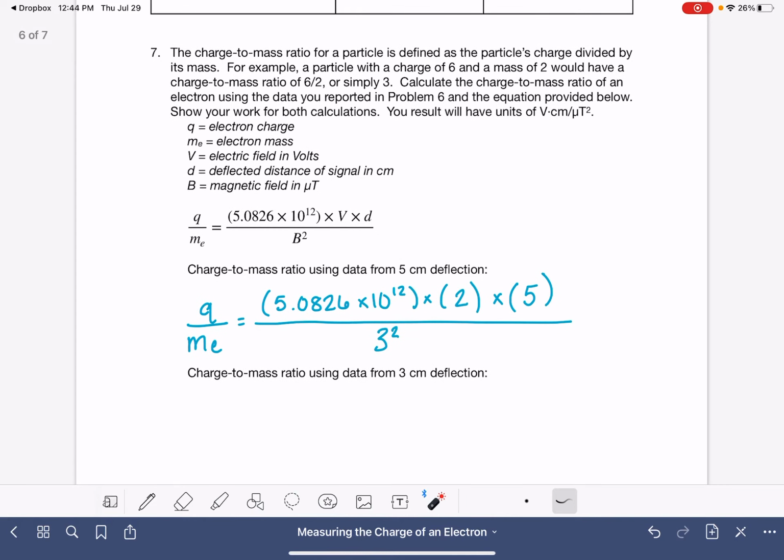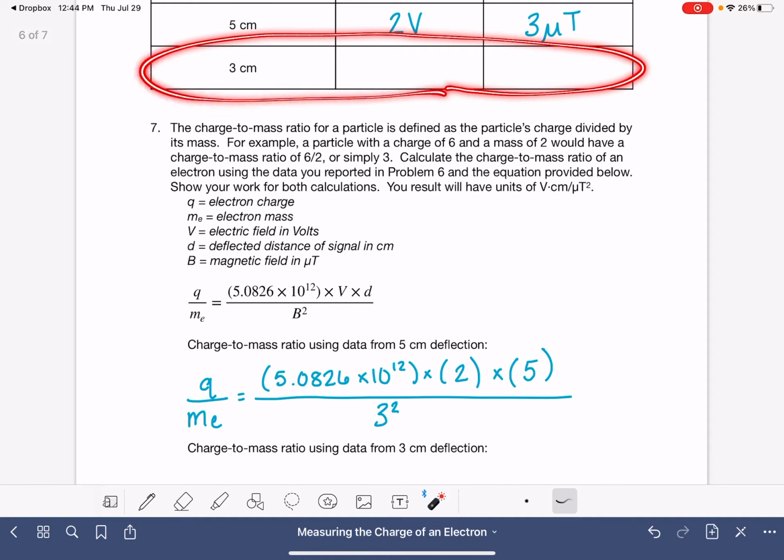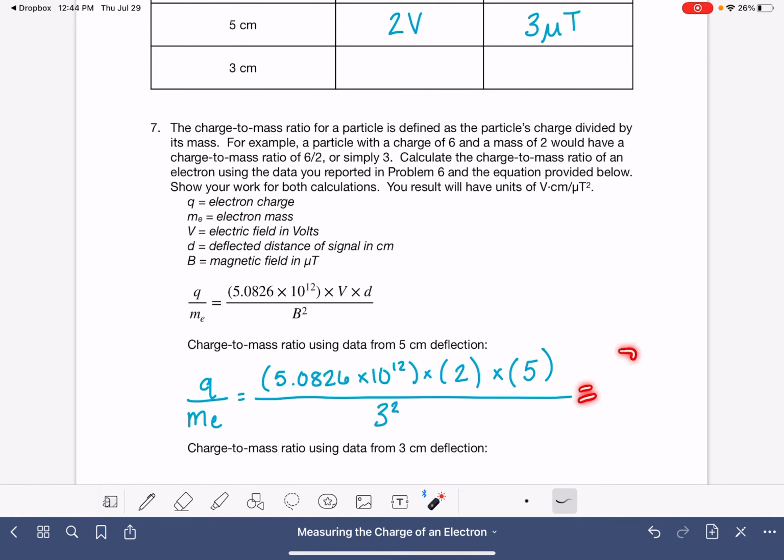And then you're going to do the same thing for your 3 centimeter deflection. So that's going to be using the numbers in this spot. And then of course you actually have to do the math on this. I don't have a calculator handy, but you're going to figure out what this is actually equal to.